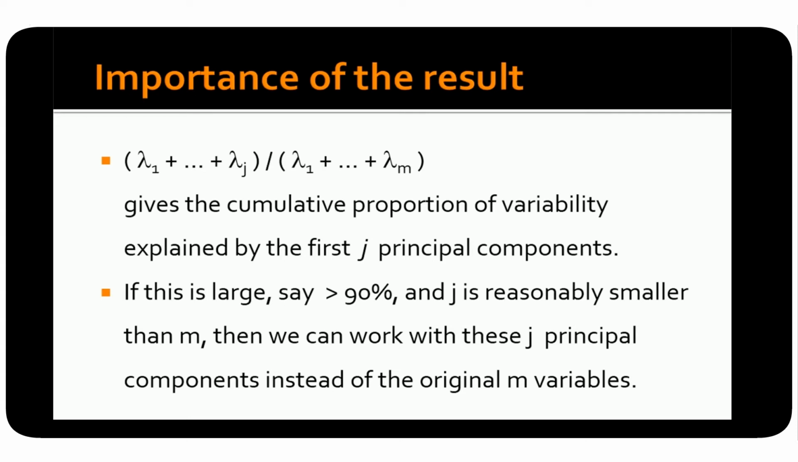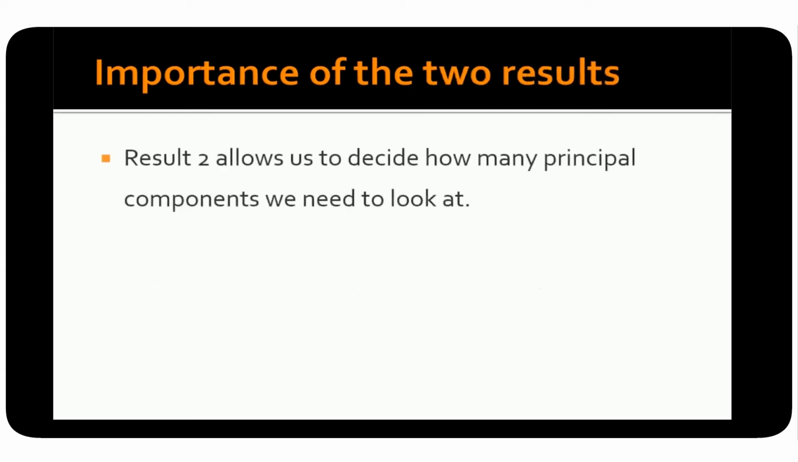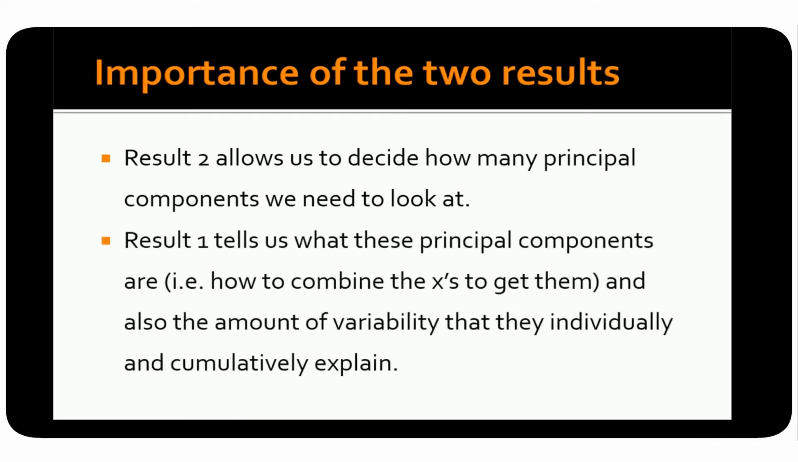So, by looking at this cumulative proportion of total variability, we can come to a judgment as to how much of the variability we should retain. Let us have a very quick look at what we get from result 1 and result 2. Result 2 tells us how many principal components to retain, so that we have enough information garnered from the x's, and result 1 tells us what these principal components are and what the corresponding variabilities are.